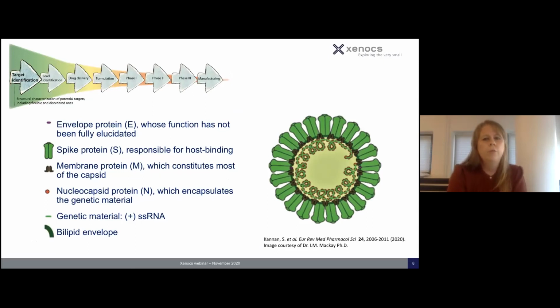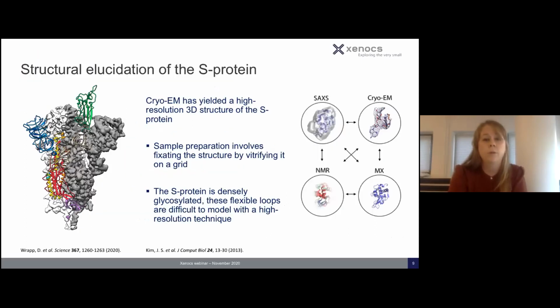But it's difficult to find druggable targets in the virus as a whole. So let's zoom in into the individual proteins. So this coronavirus has envelope proteins, of which the function is actually not fully elucidated. The spike proteins, which I've mentioned before, membrane proteins, and nucleocapsid proteins. Then there's the genetic material and actually a lot of non-structural proteins as well.